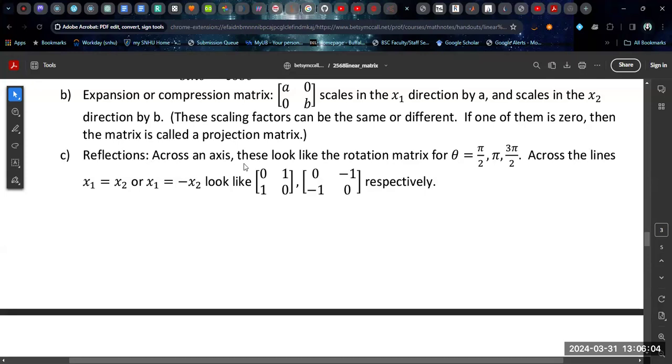Now, reflections across the x-axis look somewhat like the rotation matrices for some of these 90-degree rotations, although they're not necessarily always exactly the same, but there's a relationship to keep in mind. So if x1 is equal to x2 or x1 is equal to negative x2, then you want to essentially flip: your x1 becomes x2 and your x2 becomes x1. That is a reflection. The negative reflection would look like that. Again, the same thing, but opposite signs.